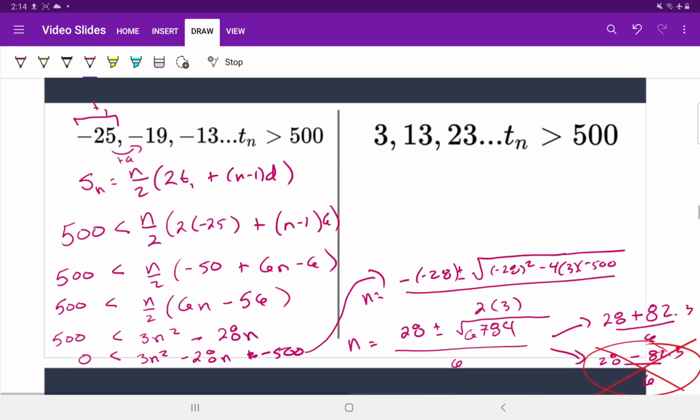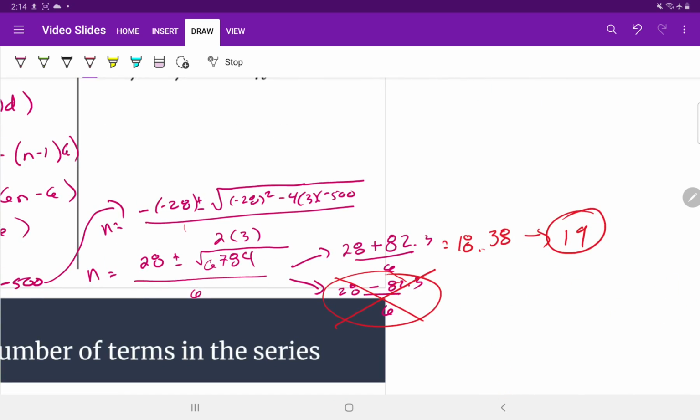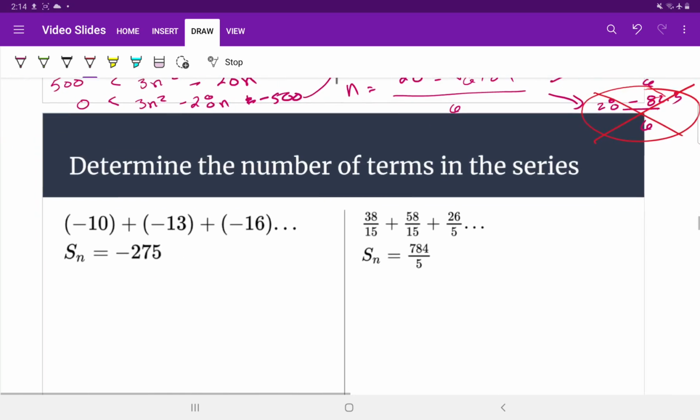Okay, these are all going to be the same. If you get a question like this, it's always going to be the same beats. You're going to end up with a quadratic. You're going to use quadratic formula, and then you're going to pick the positive root, and then you're going to round the positive root up if it's a decimal. Or even if it was like 18.2, you'd still have to round up because n has to be a natural number.